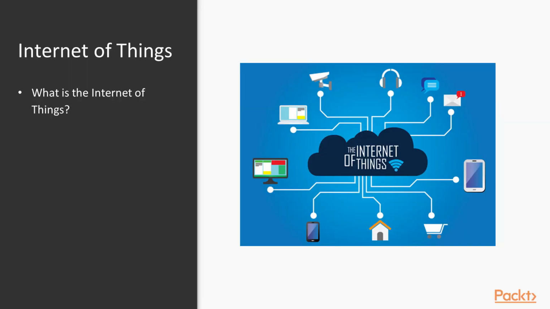What is the Internet of Things? The Internet of Things is the network of physical devices, vehicles, home appliances, and other items embedded with electronics, software, sensors, actuators, and connectivity which enables these objects to connect and exchange data. Each thing is uniquely identifiable through its embedded computing system, but is able to interoperate within the existing Internet infrastructure.